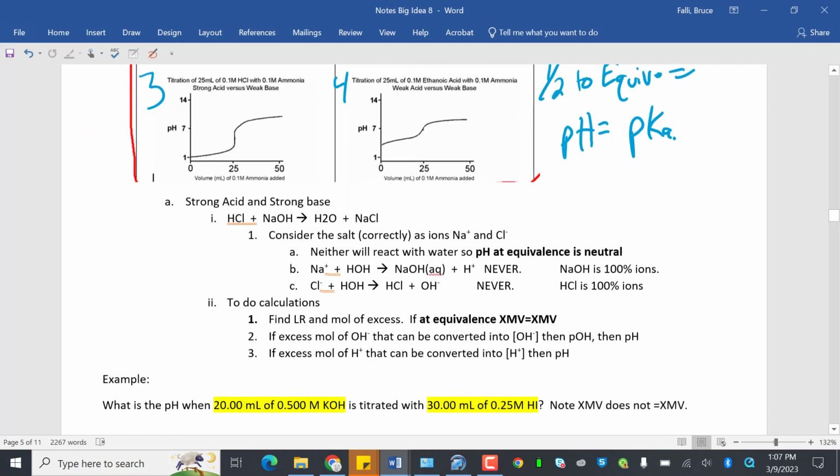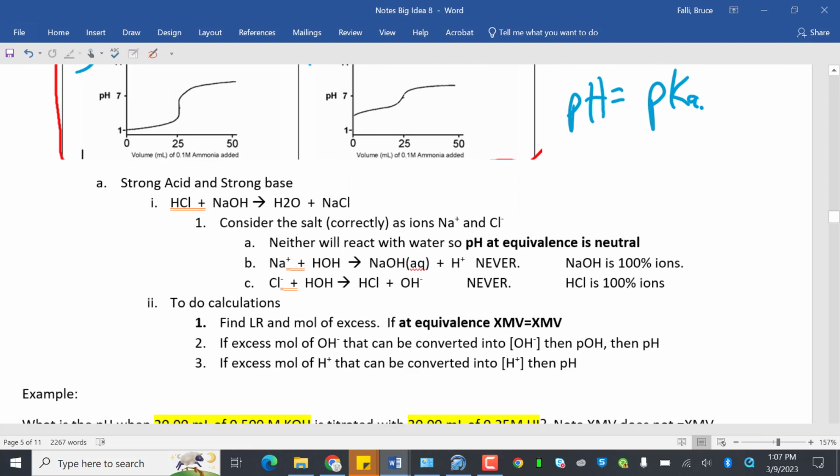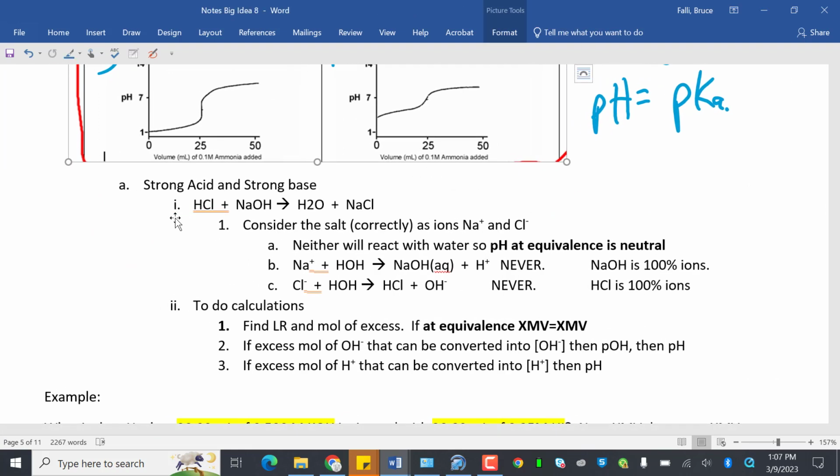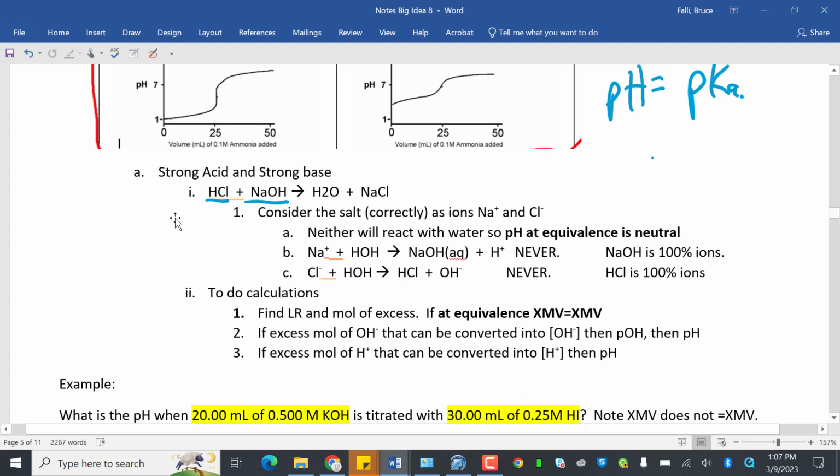All right. Strong acid and strong base. Example, strong acid. Woohoo! Now, hopefully we remember what makes our acids strong and weak. The 6 strong acids, and group 1 and 2 hydroxides. We should consider this salt as Na positive and Cl negative. So with strong acid and strong base, we said the pH is going to be 7, because neither will react with water. Let me show you what that means.